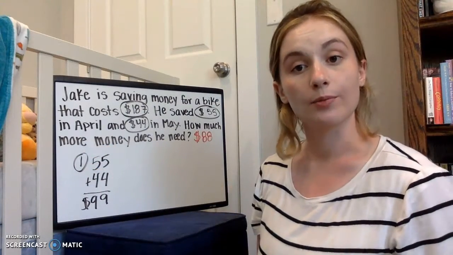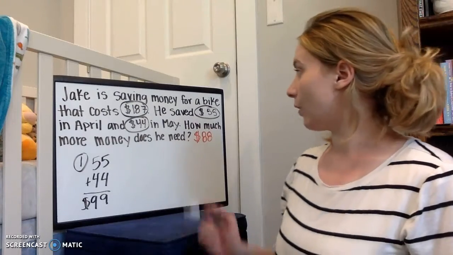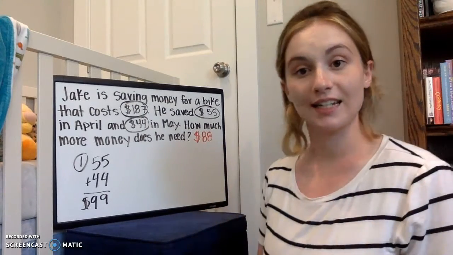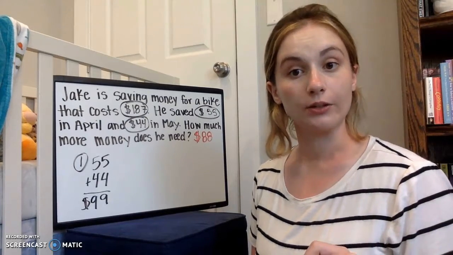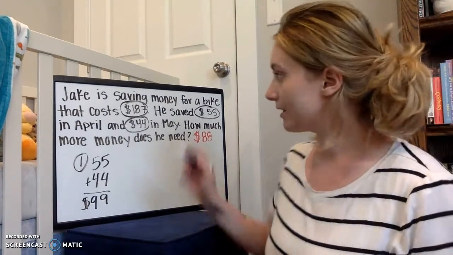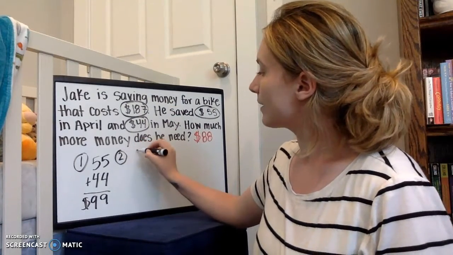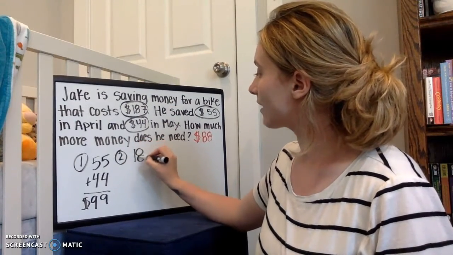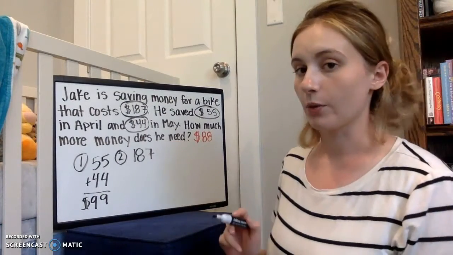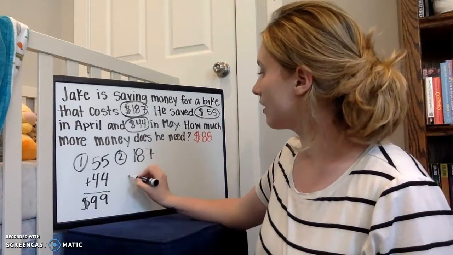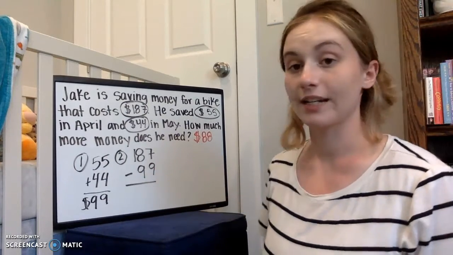Because this is a two-step word problem, we have to figure out the next step. So what do I do now? I have to know how much more does he need? How much more? That sounds like a clue for subtraction. So I'm going to take my total. This is the second step. Because I can't subtract 187 from 99, I know that I have to start with 187 up top. Minus 99 is going to give me my answer.